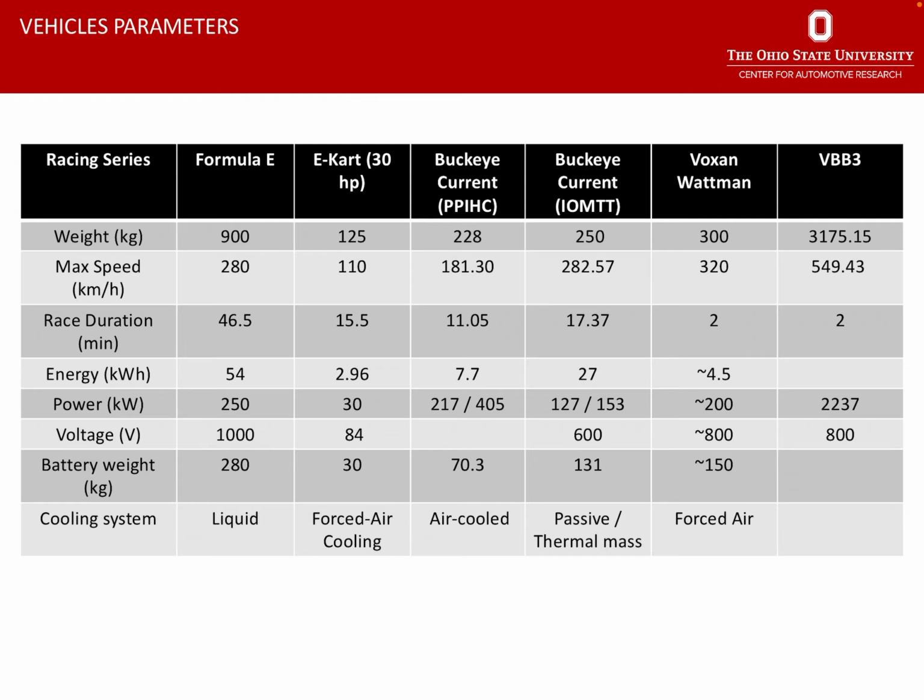This slide presents the vehicle parameters that I've used for these vehicles. For studying these vehicles, the first one is the Formula E, which is a 900 kilogram vehicle with a maximum speed of 280 kilometers per hour. The maximum energy of the pack is 54 kilowatt hour, and the maximum power that the vehicle can deploy is 250 kilowatts.